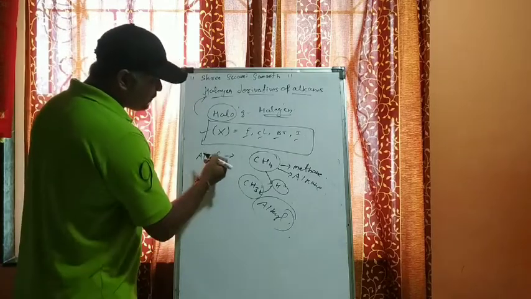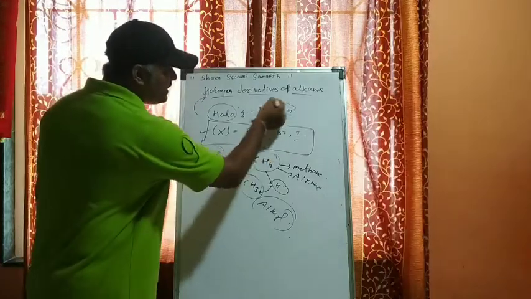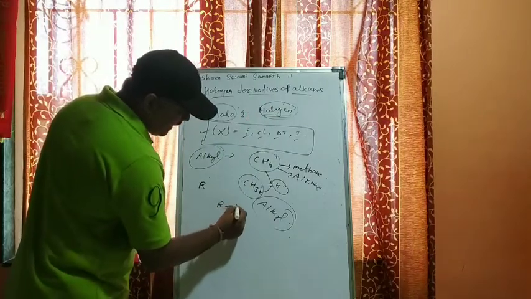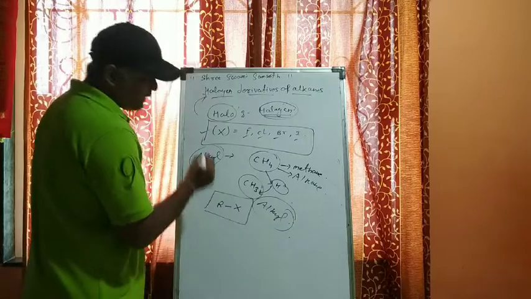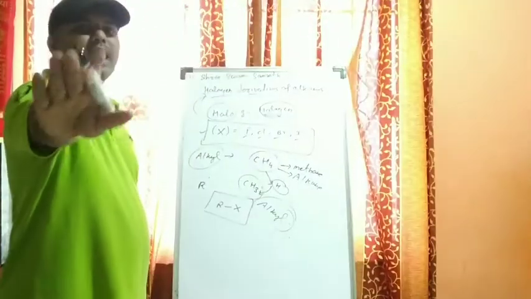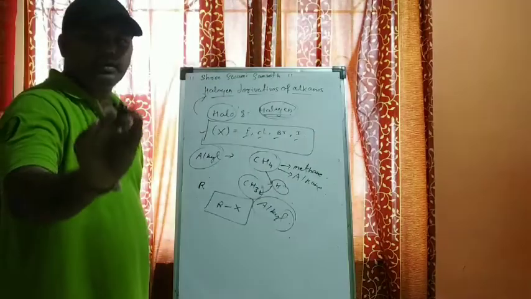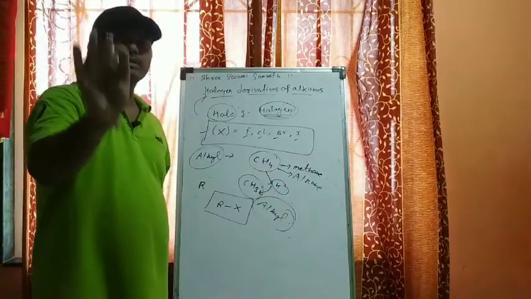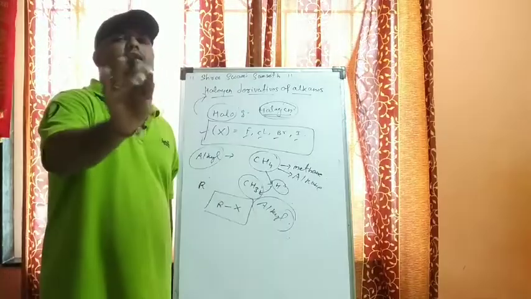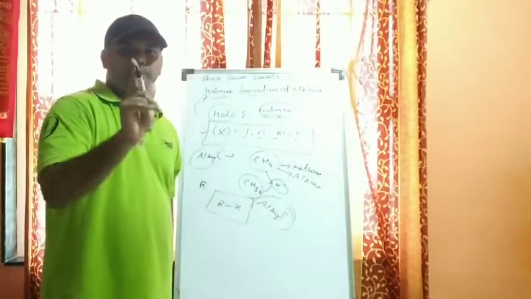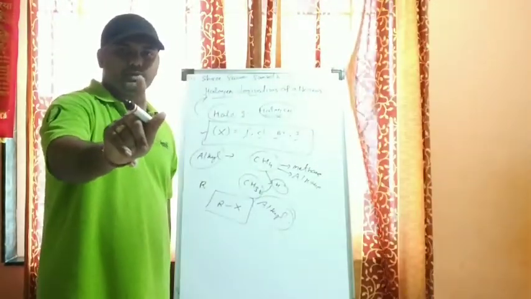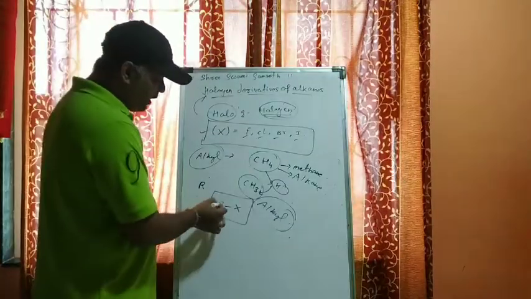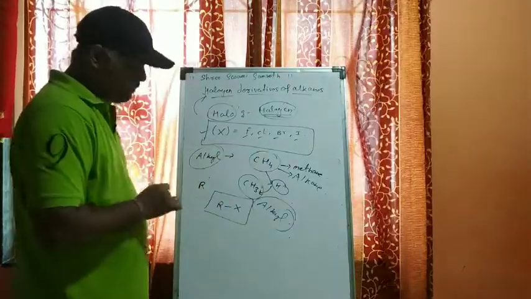When the bond is formed between this alkyl and this halogen, it is represented as RX. That means alkyl halide. Halide is nothing but the other word for halogen. When a single halogen atom is present, we say it is the halide. So this becomes your alkyl halide.